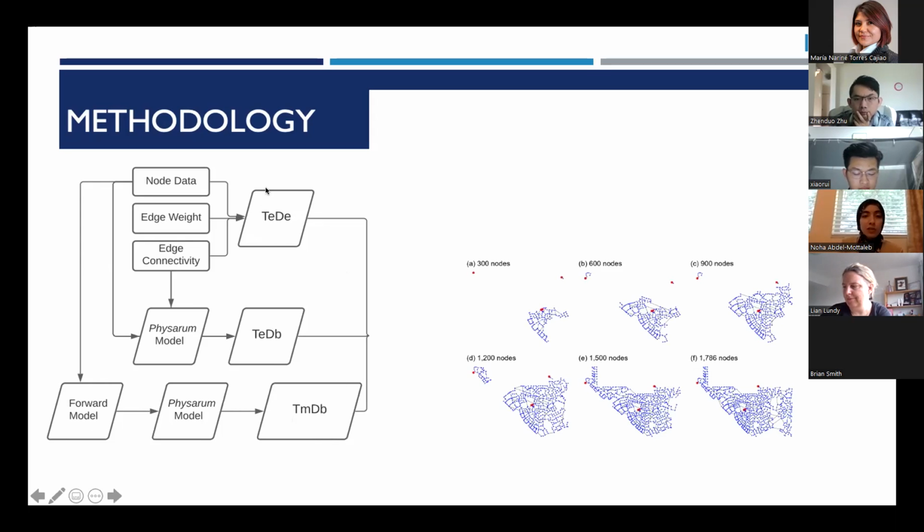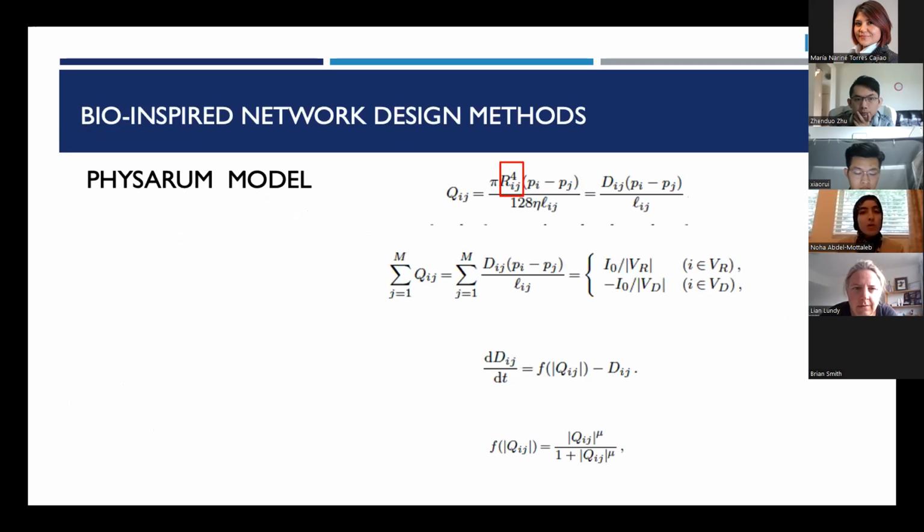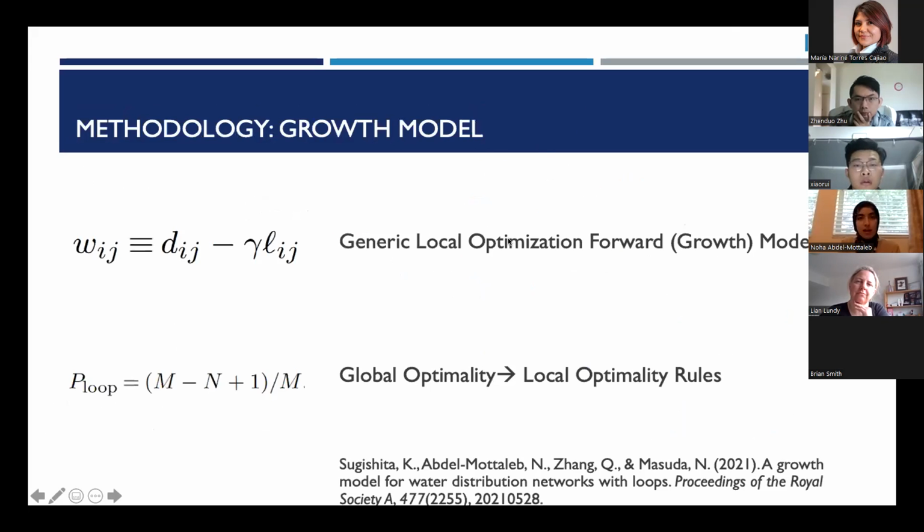So we have the original network, and we have two other ones that we want to compare to the original or the empirical Tampa water distribution network. And so again, just a reminder of what slime mold looks like. This is the model that represents its growth, and we're basically solving for this variable right here to get the updated diameters. I can answer questions about this after.